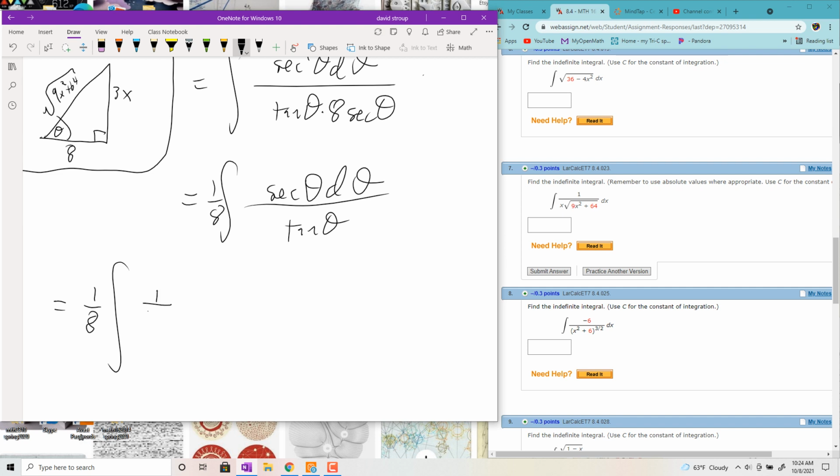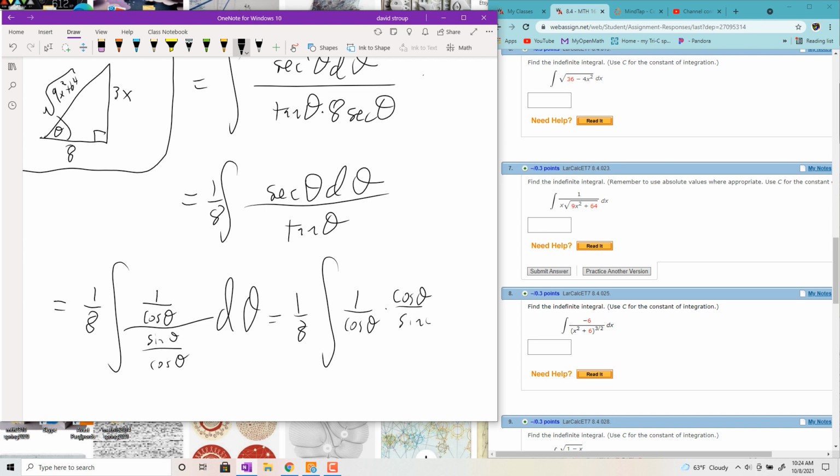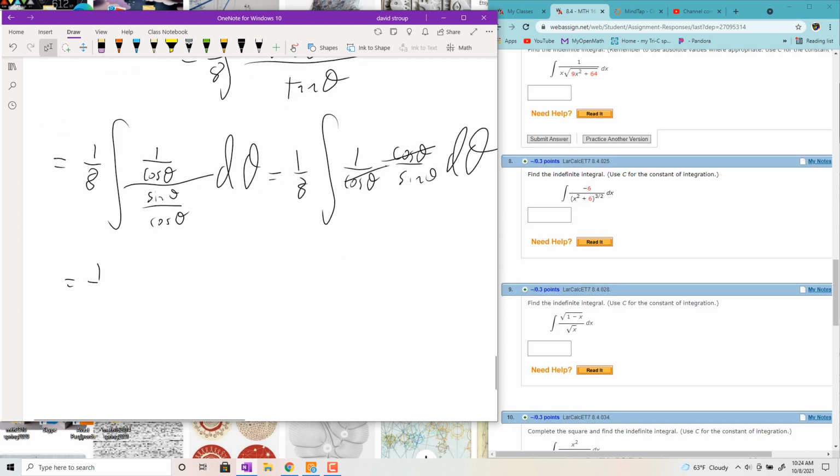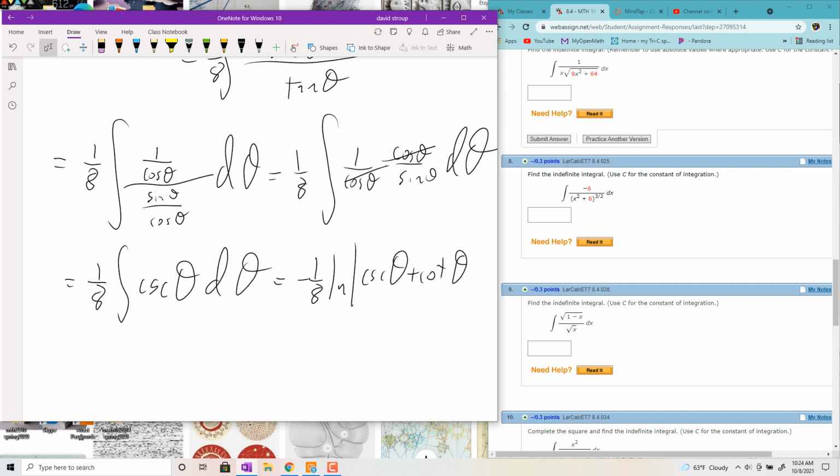So secant is just 1 over cosine theta. Tan is sine theta over cosine theta, d theta. And then I'm going to do a reciprocal, so I have 1 over cosine theta times cosine theta over sine theta, d theta. Those will cancel out. I get 1 over sine theta, so I got 1/8 integral. 1 over sine theta is what? Let's say cosecant theta, right? d theta. And then you may need your tables to get that integral, but it's negative ln absolute value of cosecant theta plus cotan theta. This is an indefinite integral, so we go plus c.